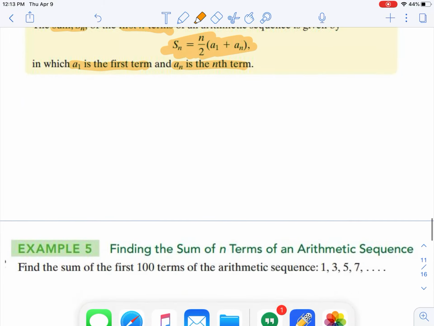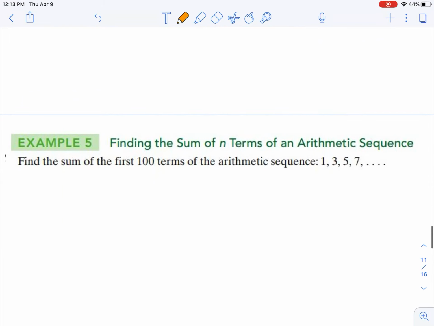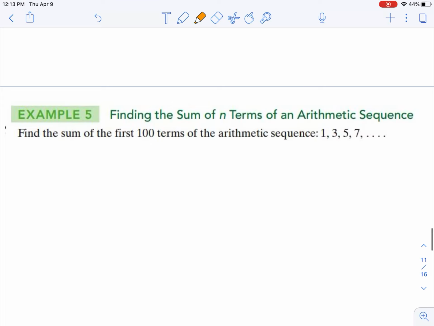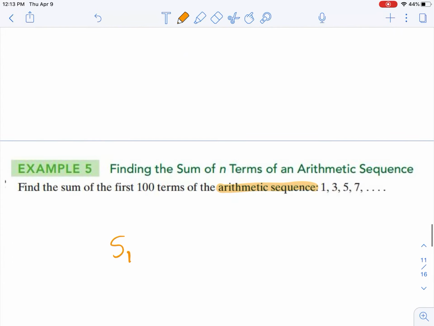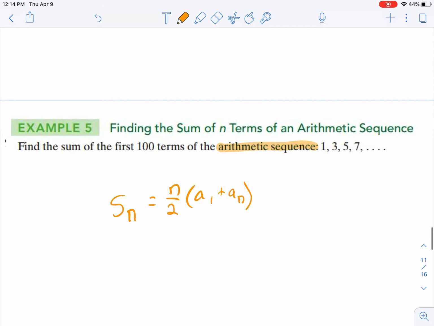Okay, so what we're going to do is take a look at example 5, and we're going to use that same thing. First thing you need to do is identify that it's arithmetic. If it's arithmetic, we know we're going to be able to use this summation, s sub n equals n divided by 2, and then we take our first term plus our last term. Okay, so it says find the sum of the first 100 terms of the arithmetic sequence.